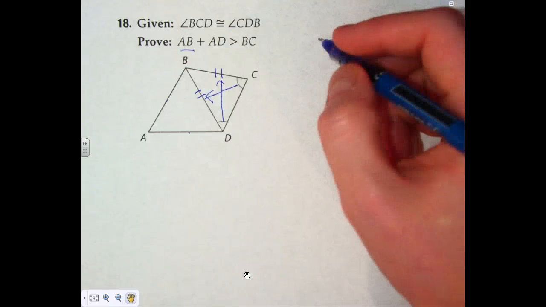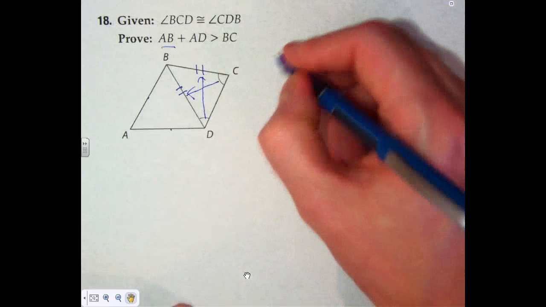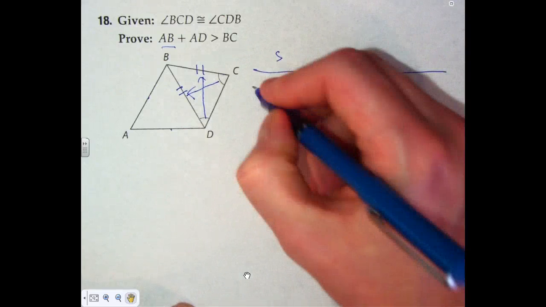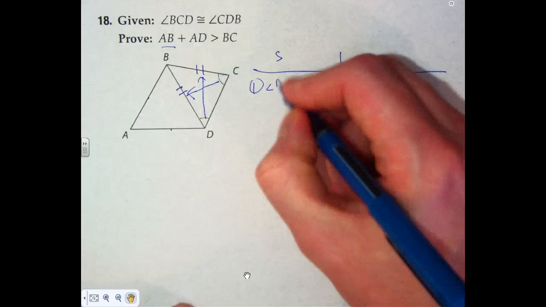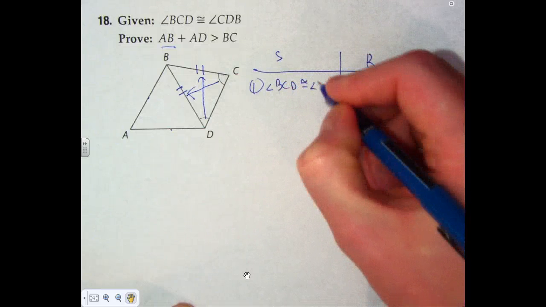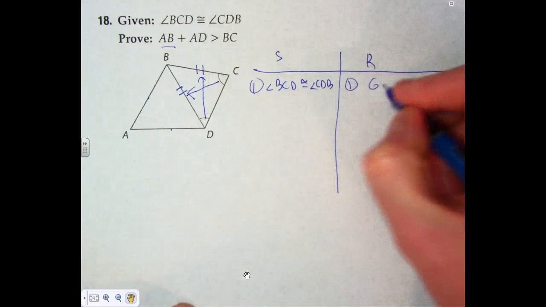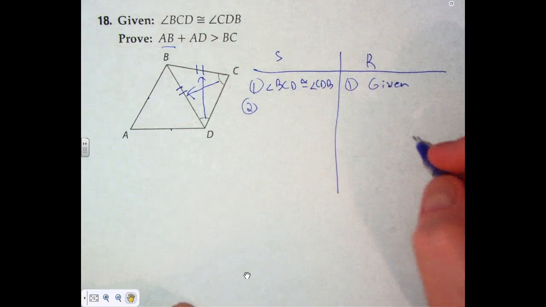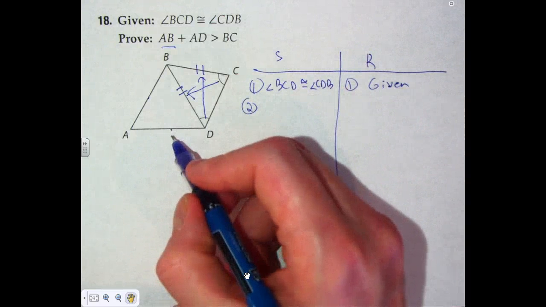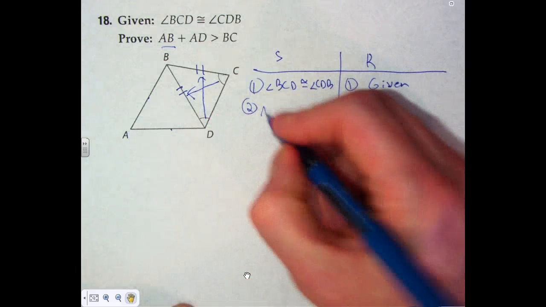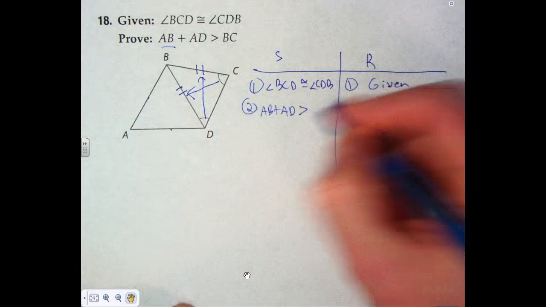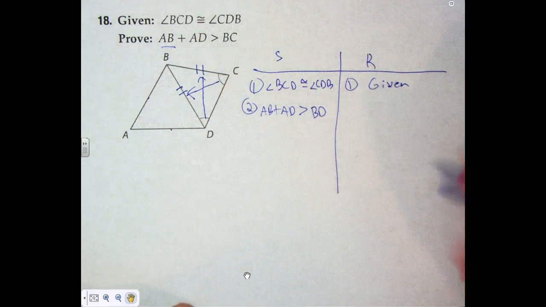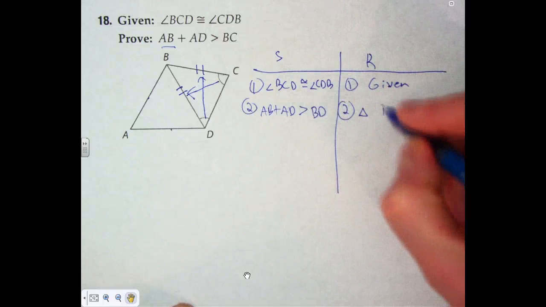Now that I know that, I can do my given and my statements and reasons. So statements, reasons. 1, given angle BCD is congruent to angle CDB. That's given. 2, I know by the triangle inequality theorem that AB plus AD has to be greater than BD. That's the triangle inequality theorem.